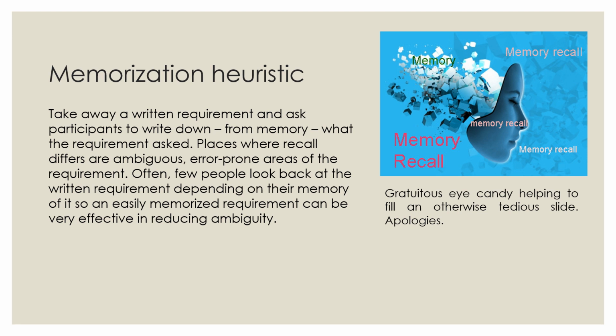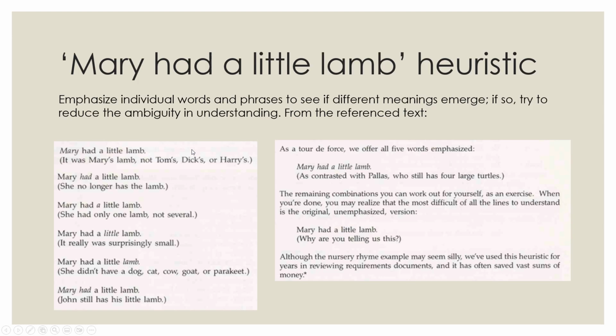So what can you do then to make the statement more memorable? That's another heuristic for addressing ambiguity. Mary Had a Little Lamb, I'm sure you've heard the nursery rhyme. Mary had a little lamb, its fleece was white as snow, and everywhere that Mary went, the lamb was sure to go. The authors use this to say that when you have a statement, emphasize individual words and phrases to see if different meanings emerge. If they do, then maybe it needs to be rewritten to reduce the ambiguity.